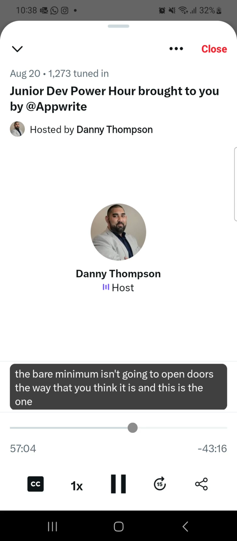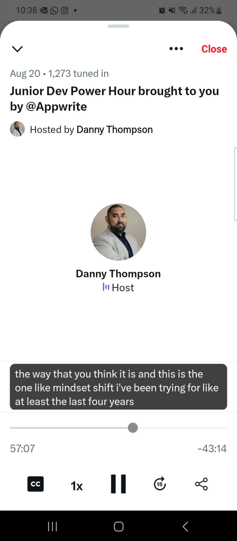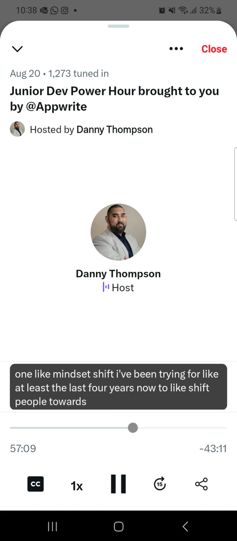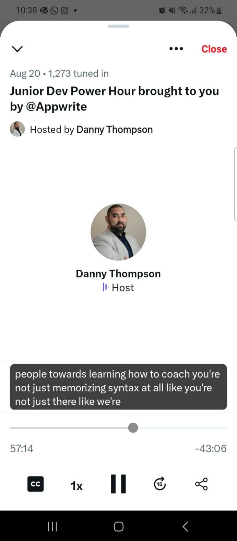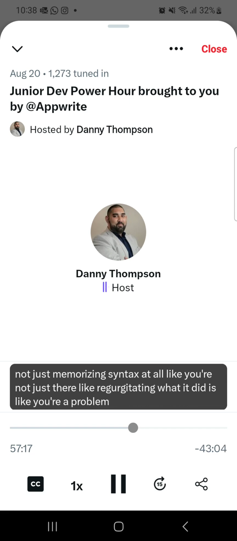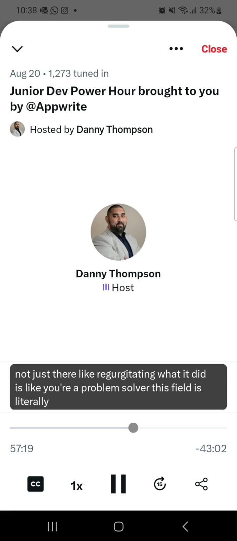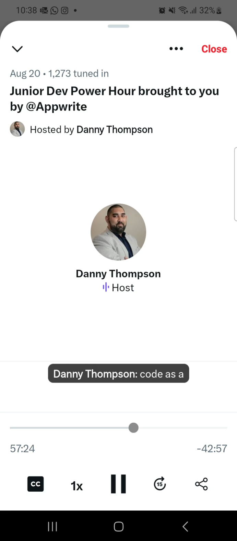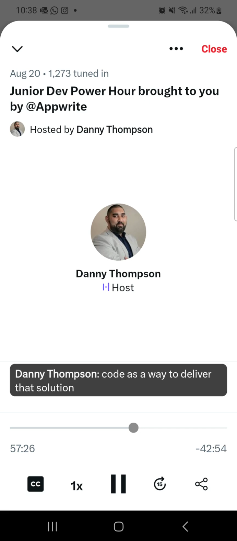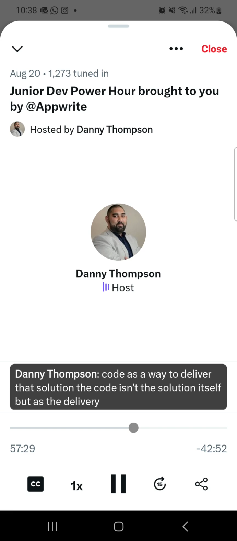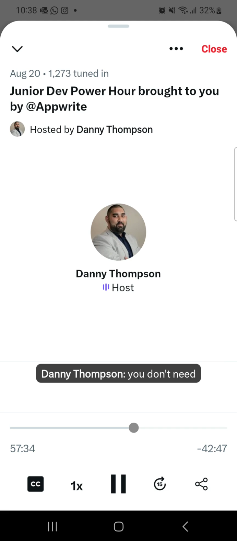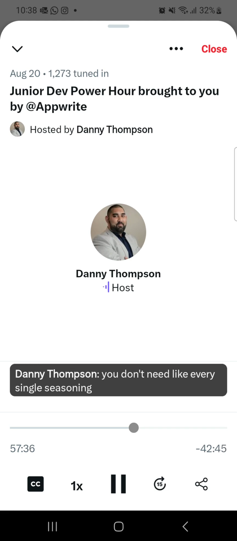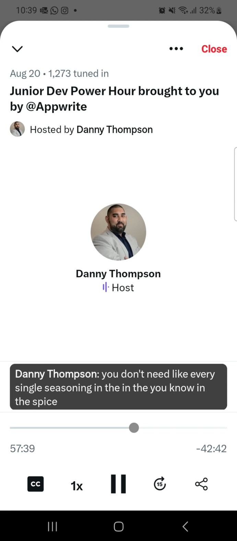And this is the one mindset shift I've been trying for at least the last 4 years now to shift people towards. Learning how to code, you're not just memorizing syntax, y'all. You're not just there regurgitating what a div is. You're a problem solver. This field is literally there for problem solvers, right? And you're using that code as a way to deliver that solution. The code isn't the solution itself, but is the delivery mechanism and method utilized to deliver your solution. You don't need every single seasoning in the spice cabinet to make a dish great, right?